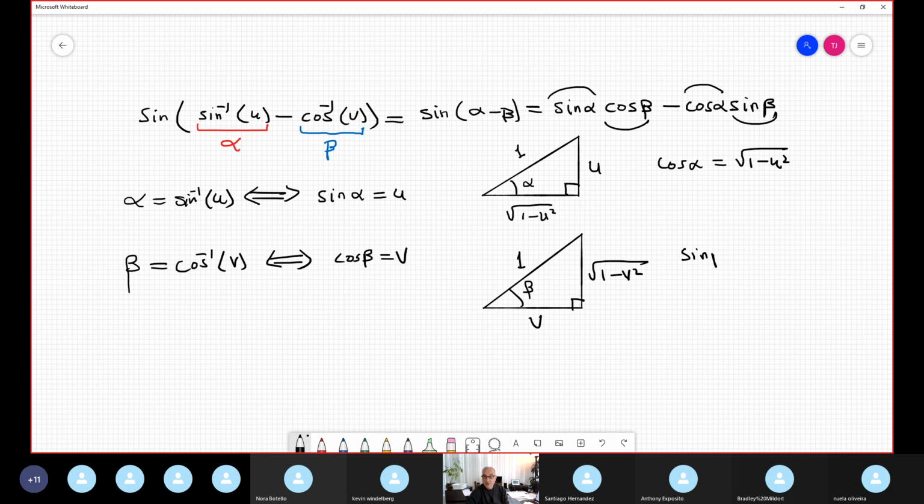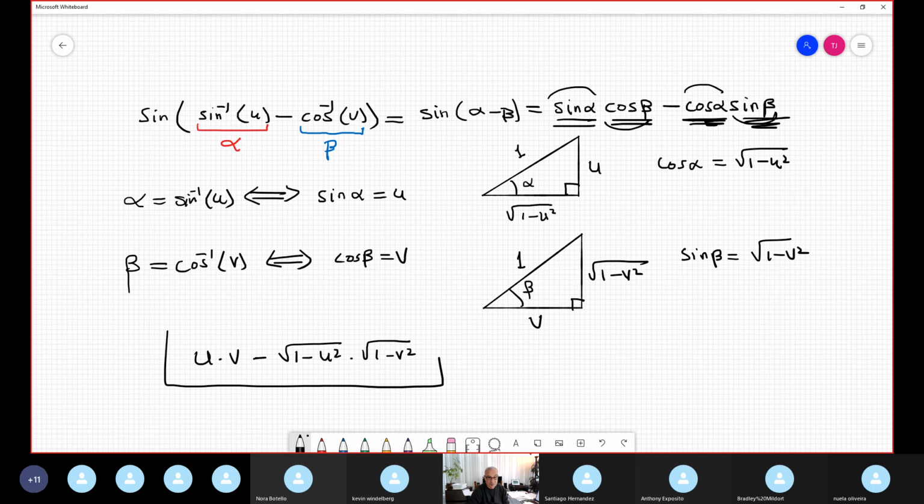I need to find cosine here, and beta and sine. To find the sine is opposite over hypotenuse. Okay, so what is the final answer? The final answer is sine alpha times cosine beta, which is ub, minus cosine alpha, the square root of 1 minus u squared, times sine beta, another square root of 1 minus b squared. And you can leave it like that, perfect.